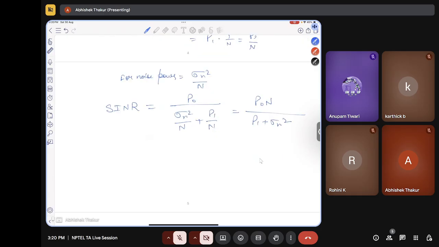So similarly, if there are k plus 1 users, the same formula can be derived. So SINR will be P naught n, and how many interferers will there be? In this case, there will be k interferers. So here there is only one interferer because there are two users. One is the desired signal, one is the interference signal from the second user. If k plus 1 users are there, then there will be k interference signals. So it will be the sum of pk, k equal to 1 to k, and noise will be sigma n squared.